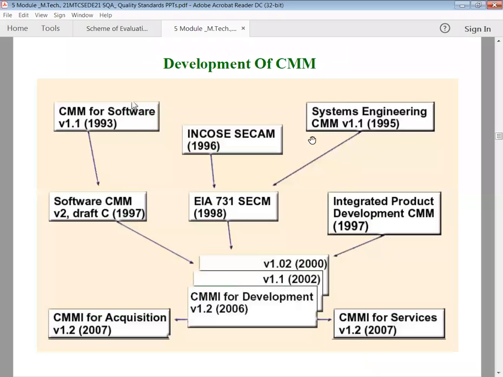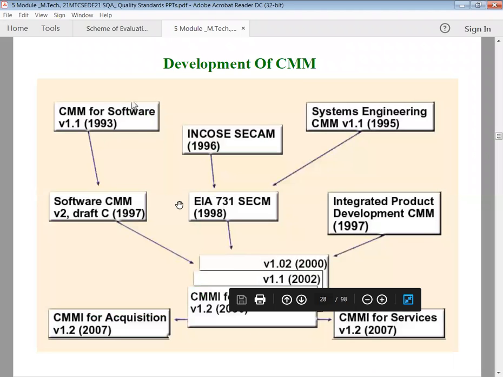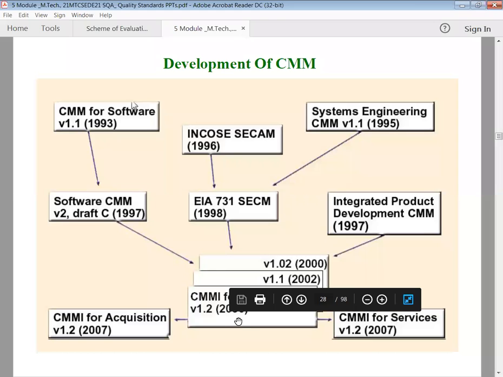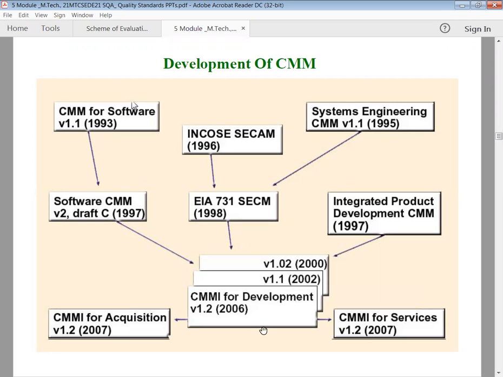If you take the development of CMMI model, the same way as the history of ISO, the CMMI model was introduced for software processes during 1993. And then in 1997, the draft T version 1.1 was released. And the version 2 was released during 1997, draft T, draft C. Then during 2000, version 1.02 was released. And then the version 1.1 released in 2002. Here the CMMI for development version 1.2 was released.